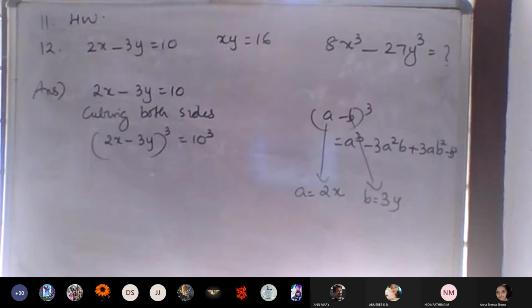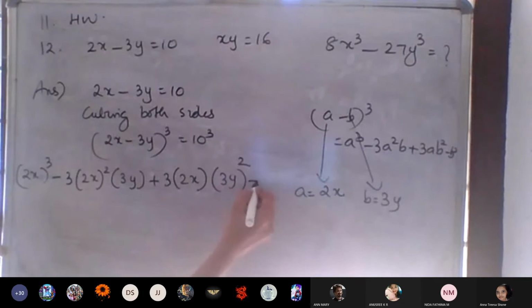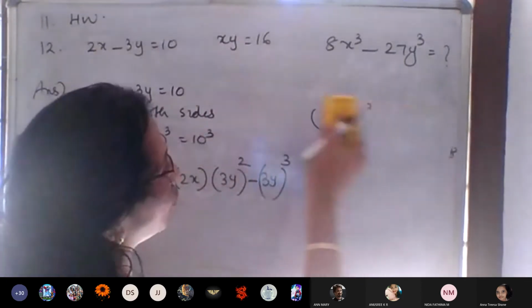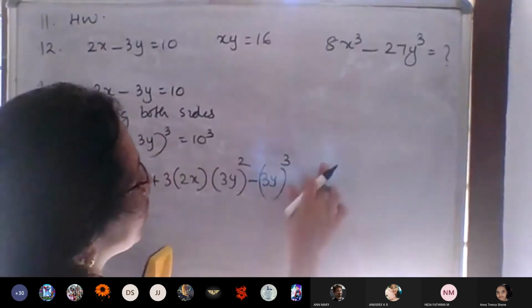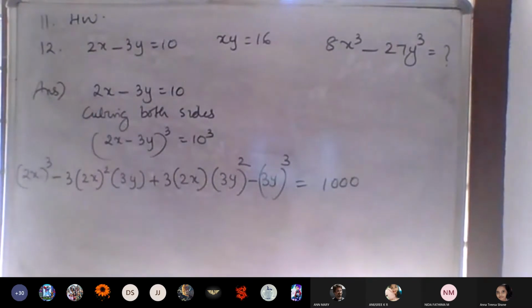Completed that step? I will check whether your answer is correct or wrong. What you wrote: a cube, 2x cube, minus 3a square b plus 3ab square minus b cube. That means 3y the whole cube is equal to 10 cube, means 10 into 10 into 10, 3 zeros and 1. So it will be 1000.